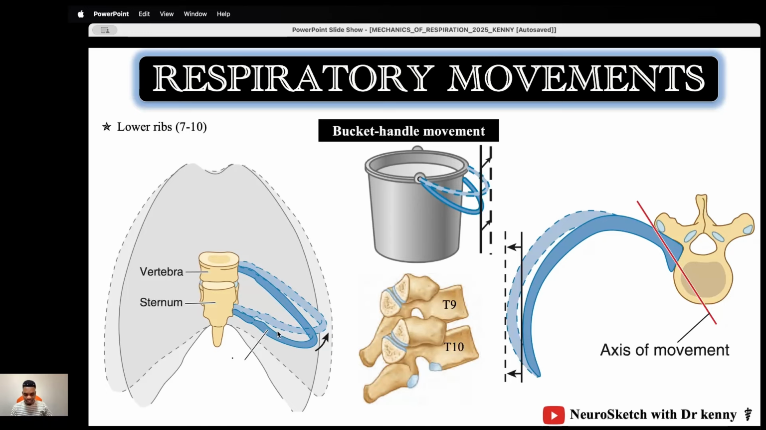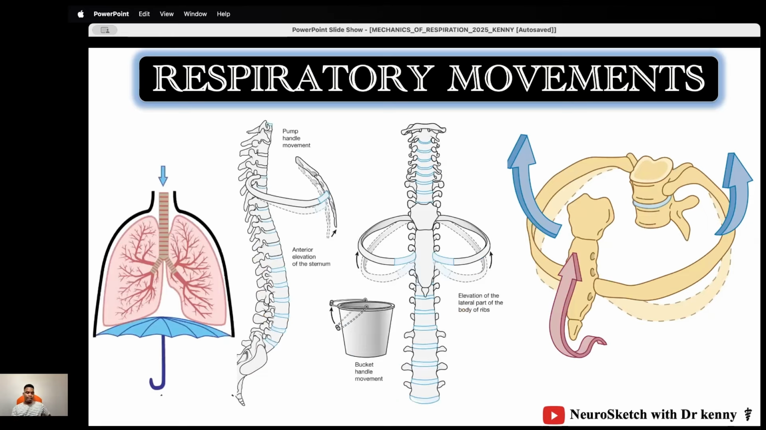Transverse. Look, the diameter was here, but now, because of this bucket handle movement, the diameter goes this wide, and so we have an increase in the transverse diameter. In short, all this movement will result in the same mechanism, and that is increasing the thoracic volume. The diaphragm will contract to increase the vertical diameter, but the pump handle will increase the anterior posterior diameter. The bucket handle will increase the transverse diameter, and the outcome is we have increased the volume of the thoracic cage, meaning the intrathoracic pressure goes down and air goes in as an inspiration.